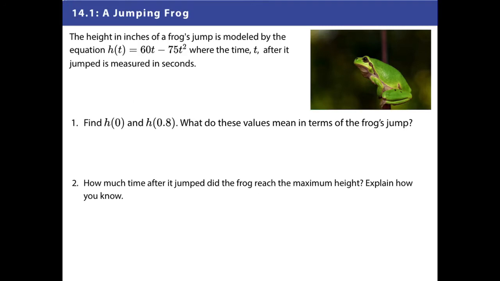The height in inches of a frog's jump is modeled by the equation h of t equals 60t minus 75t squared, where the time t after it jumped is measured in seconds. Number 1, find h of 0 and h of 0.8, and what do these values mean in terms of the frog's jump?